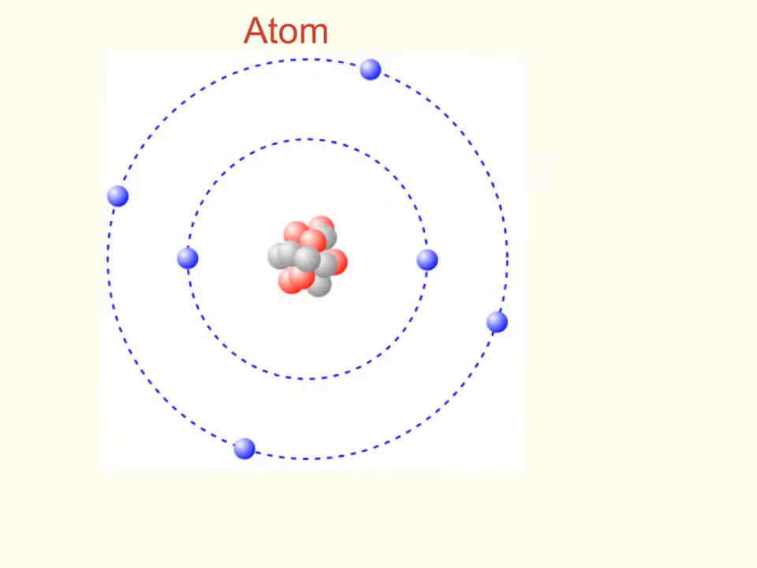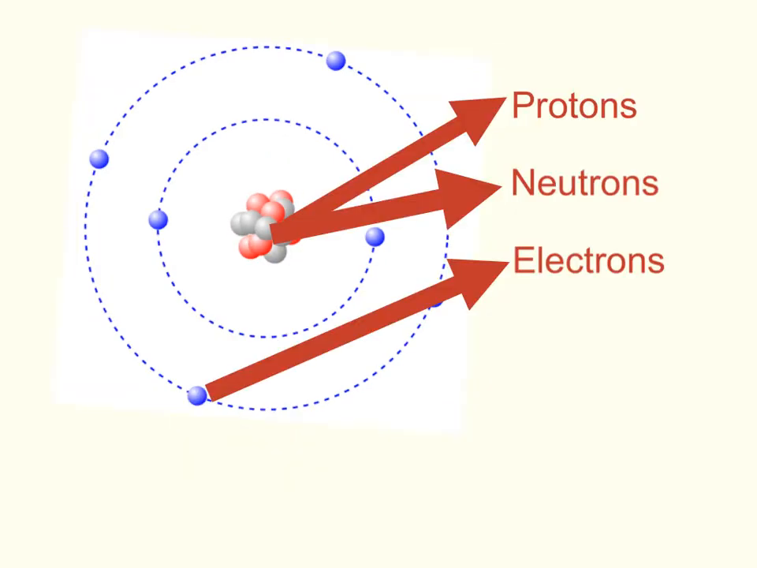We'll start with the structure of the atom. As you see here in this picture, there are two major segments of an atom. The first is the inner portion of the atom, which is called the nucleus, and then surrounding the nucleus are the electrons. An atom is made of three basic parts: protons, neutrons, and electrons.